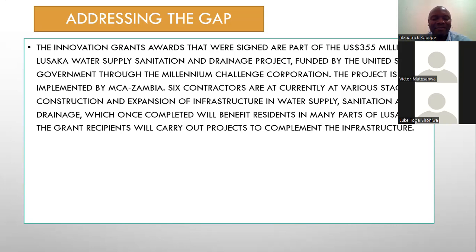In this case, on the Millennium Challenge, this is the gap that was being addressed. The innovative grant awards are part of the $355 million Lusaka Water Supply, Sanitation and Drainage Project funded by the United States government through the Millennium Challenge Corporation. The project is being implemented by MCA Zambia. 6 contractors are currently at various stages of construction and expansion of the infrastructure. So we know what they were trying to address. Once completed, this project will benefit residents in many parts of Lusaka.